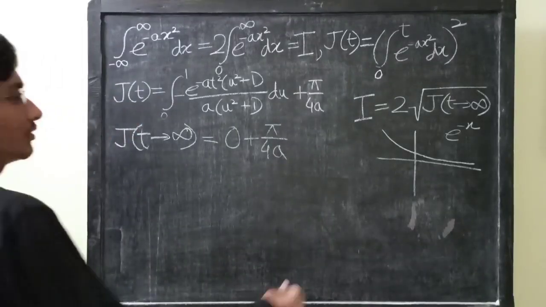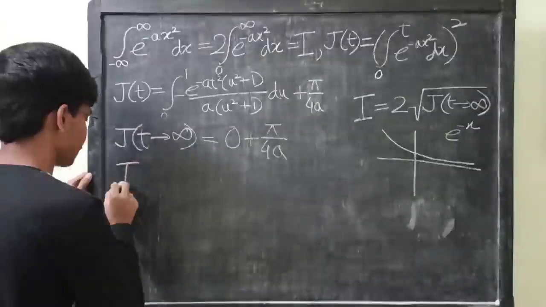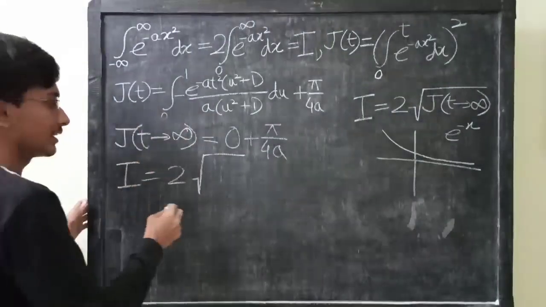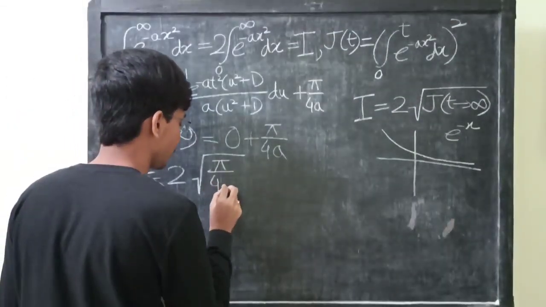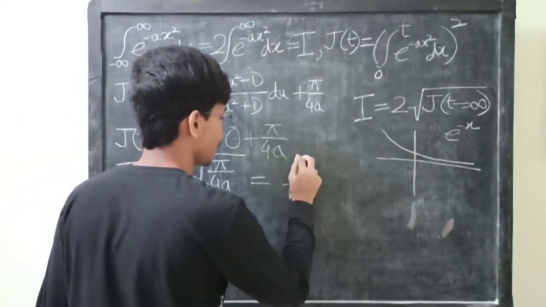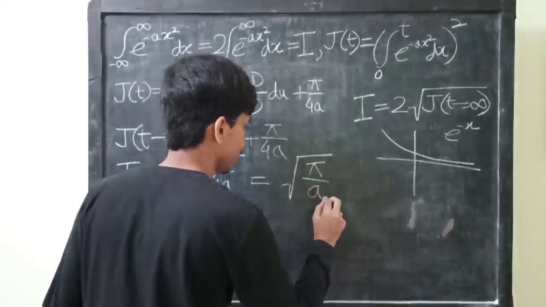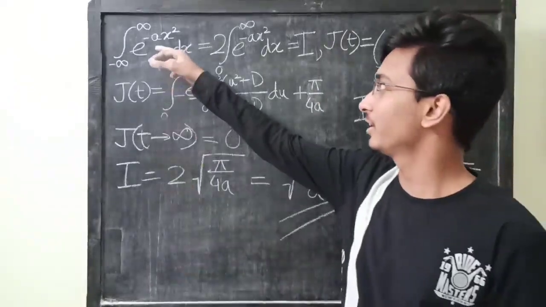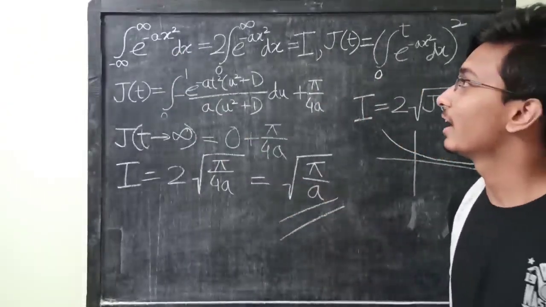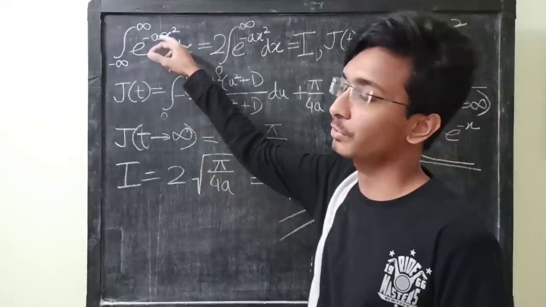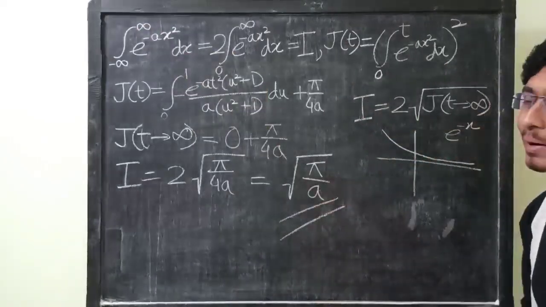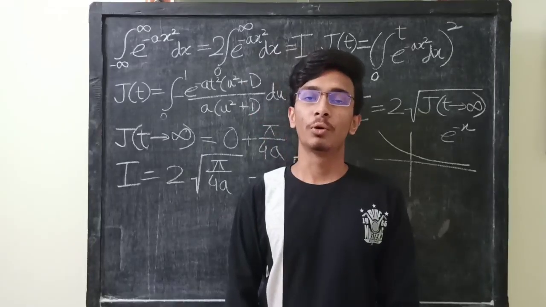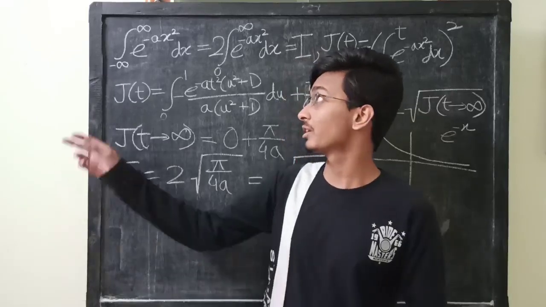Now for the value of this I, we have I equals 2 times root over of this whole thing, that is just pi over 4a, which is nothing but root pi over a, and that's done. So the answer to this integral is just root pi over a, and in the original one the value of a just equals to 1, so the answer is just root pi. One eternity later. So what I want you guys to note is that the original function was a function of e and the result is a function of pi.